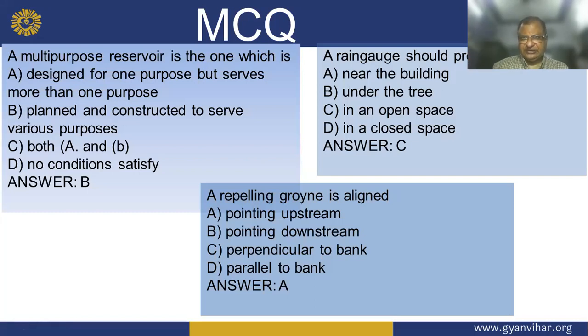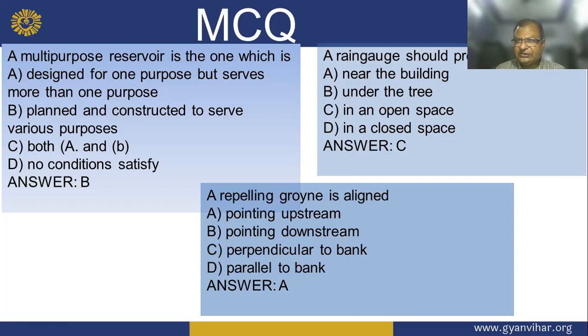A multi-purpose reservoir is the one which... there are four answers given on your screen and one is correct. So please give me the correct answer. Yes, the correct answer is B: planned and constructed to serve various purposes.